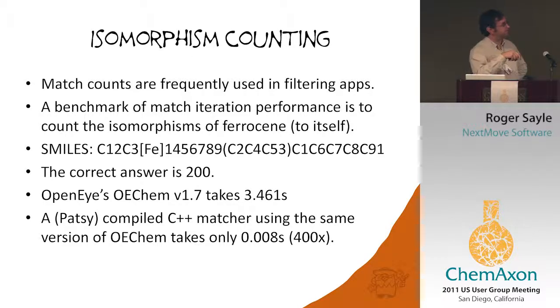And asking the SMARTS matcher in OECHEM to do this takes 3.5 seconds to find all 200 isomorphisms. The interesting thing is that if you compile the pattern in advance and generate these C++ calls, using the same OECHEM library and doing the same things, you can complete, again, hundreds of times faster.